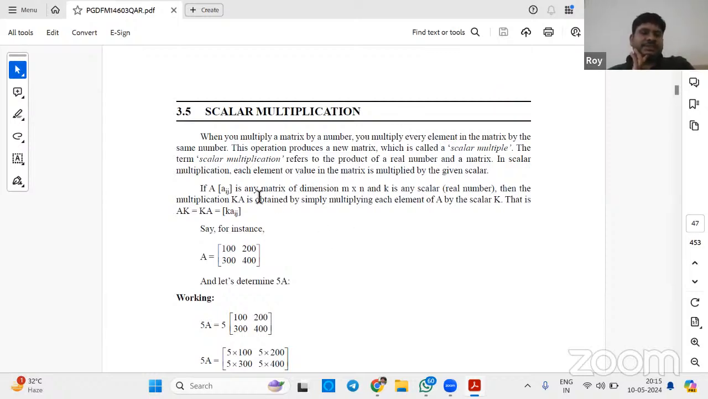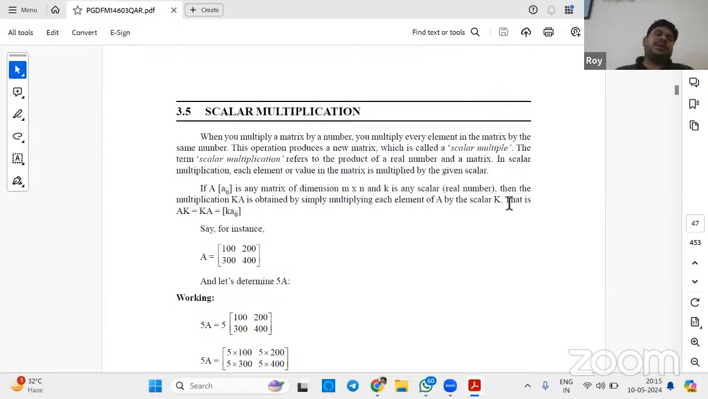Now, here, Aij is any matrix of dimension m by n. m by n is whether 1 by 2 or 2 by 3 or 3 by 4. And K is any scalar, a real number, let us say 1, 2, 3 or something. Then the product KA is obtained by simply multiplying each element of A by the scalar K.